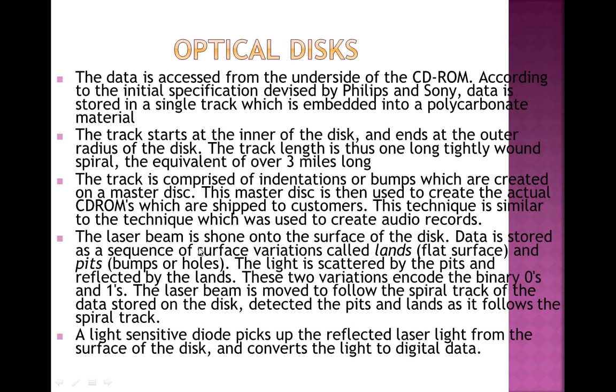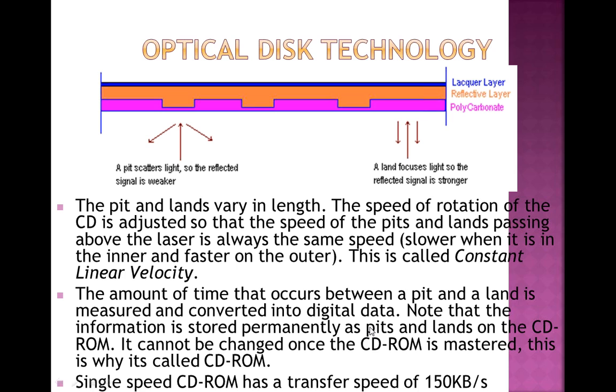The next point says the laser beam is shone on the surface of the disk. The data is stored on a sequence of surfaces known as lands and pits. So this is the structure of the optical disk. The main crux is that it starts from the inner part and moves to the outer part. It is based on laser beam technology, and then a light sensitive diode picks up the reflected laser light from the surface and converts it to digital data. This is the optical disc technology.